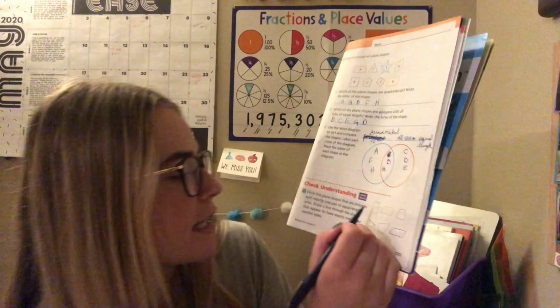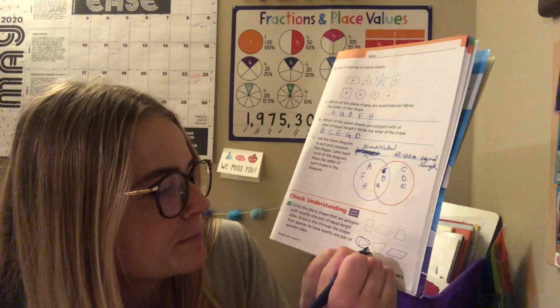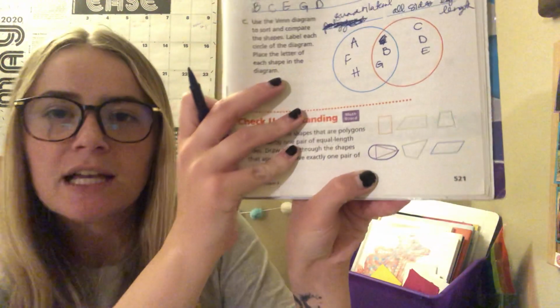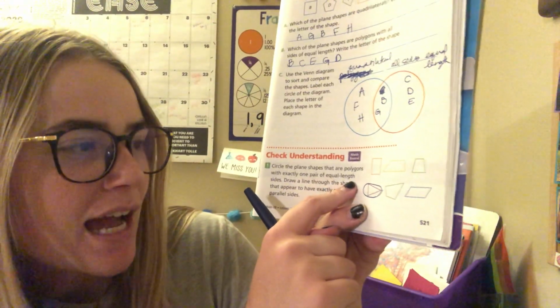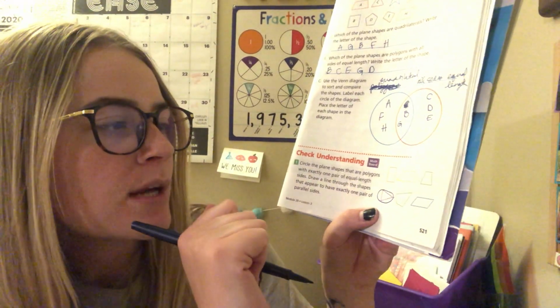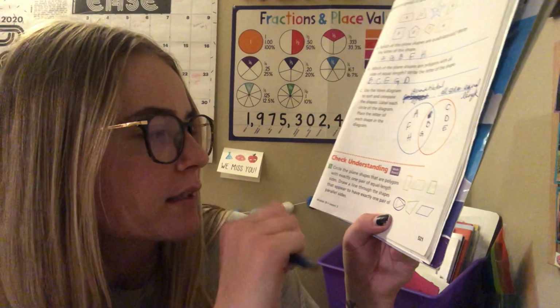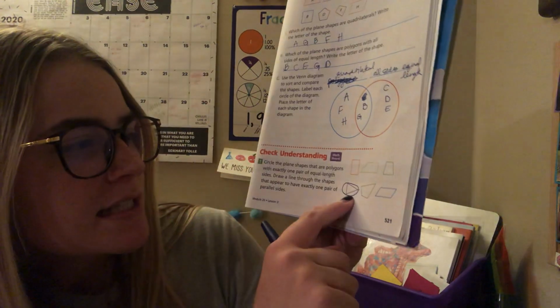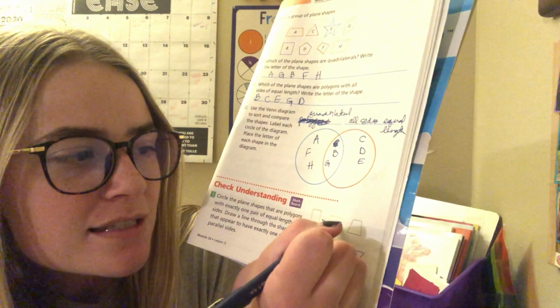Draw a line. Okay, so that would be like this. So this, I would circle because that has one pair of equal length sides. They're not parallel, so I would draw a line through shapes that have exactly one pair of parallel sides. So that has exactly one pair of equal length. This one has exactly one pair of parallel sides.